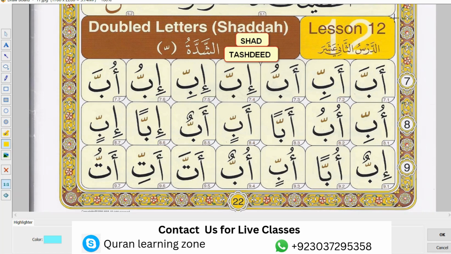So today we will start from the 12th lesson of Noorani Qaida. In this lesson we will read the SHAD sign. Before starting the lesson, I would like to tell you about the SHAD sign. Like what is that? You can see on the top here is the sign of shad, and its meaning is to join the previous letter with the next letter and then itself with its sign. Like this sign you read two times. First read with the previous letter and then itself with its sign.